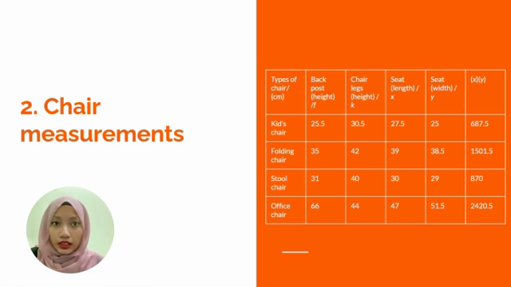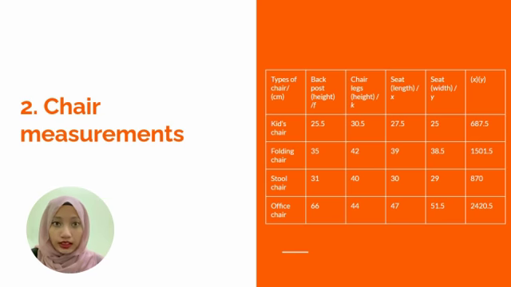The next one is the stool chair. The back post has the height of 31 centimeters. The chair legs have the height of 40 centimeters. The seat length is 30 centimeters and the seat width is 29 centimeters. And if we calculate the seat area, we got 870 centimeters square.